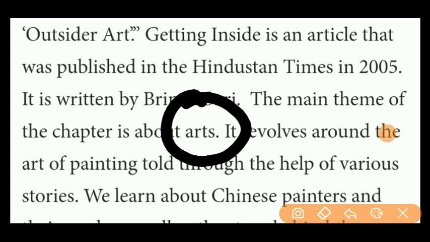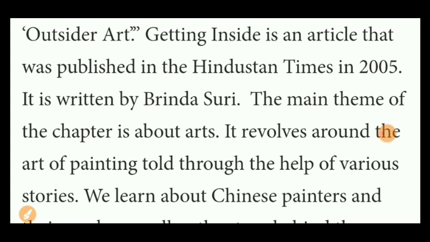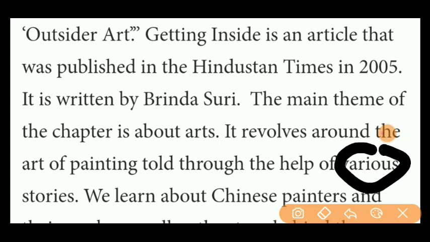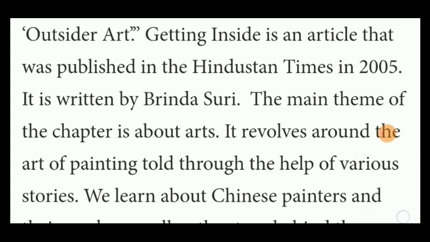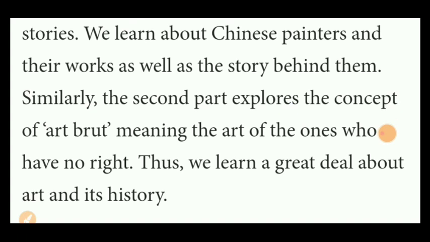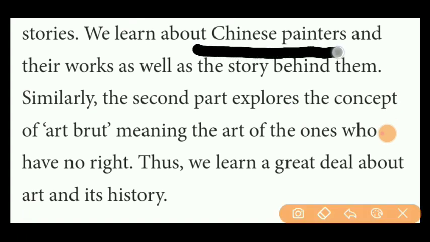It revolves around the art of painting told through the help of various stories. Here various means many. Revolves means it turns around the art of painting, because this chapter is about painting, about art, and many stories have been told to understand the concept of this lesson. So we learn about Chinese painters. In this chapter we will learn who the Chinese painters were and what kind of art or skill they had in the 8th century, because this chapter tells us about the 8th century and their works as well as the story behind them.